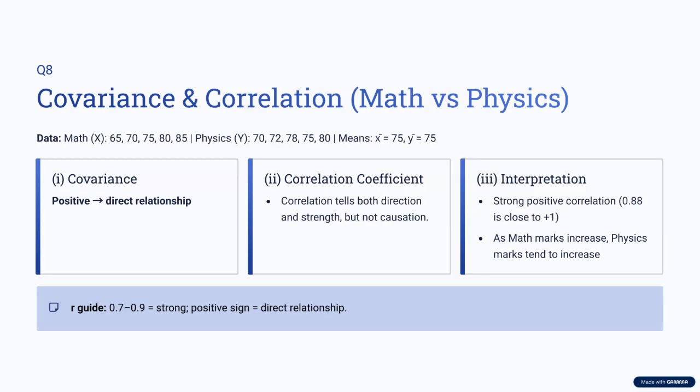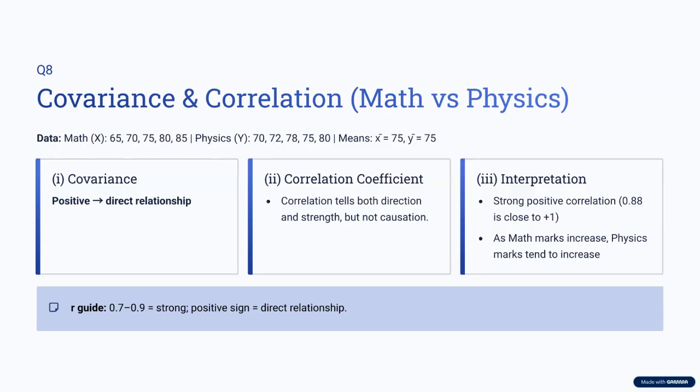A positive covariance means a direct relationship. As x increases, y tends to increase. But covariance is not standardized. Its magnitude depends on units. So we need correlation. Part 2. Correlation coefficient. Correlation measures both direction and strength. It ranges from -1 to +1. As per the formula, compute the correlation coefficient 0.88 approximately.